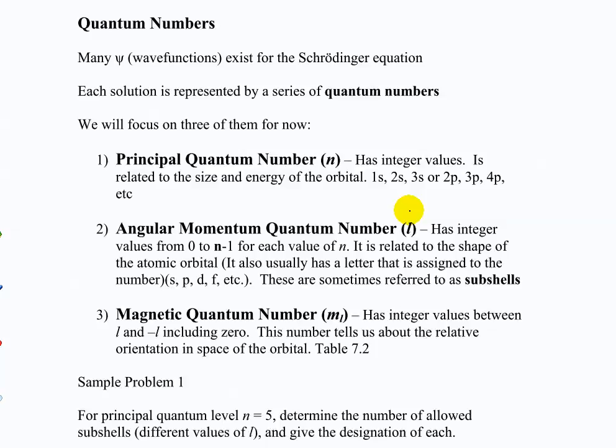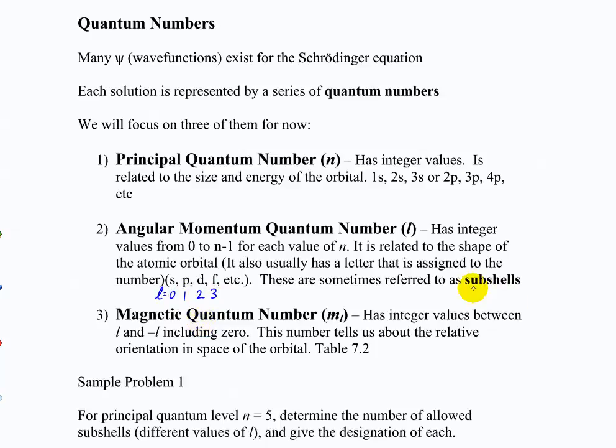And this has to do with what type of an orbital it is, which you may have heard before. An s orbital, a p orbital, a d orbital, an f orbital. Those are assigned to those numbers. L equals 0 is an s orbital, 1 is a p, 2 is a d, 3 is an f. And we'll talk about those shapes and what that means a little bit later.